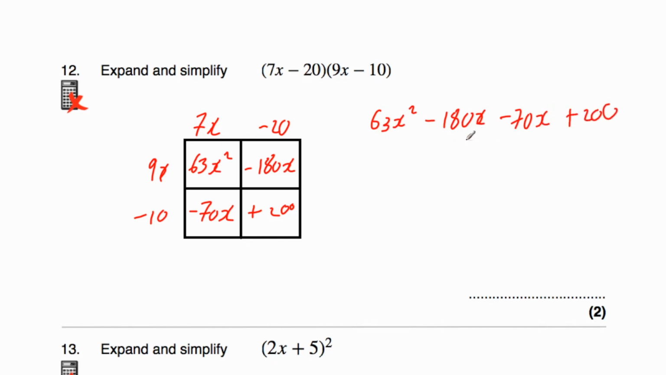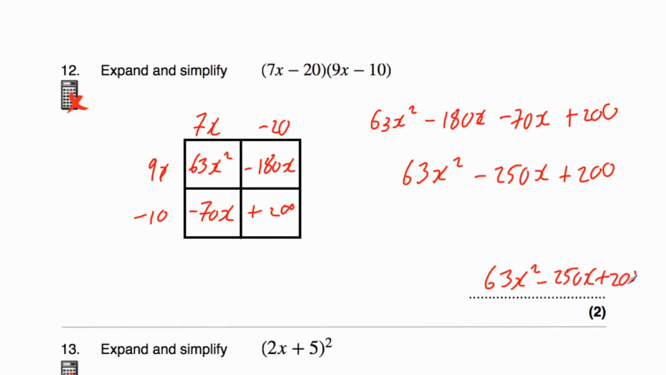And then collecting our like terms, we've got minus 180x take away 70x. Well, if we had minus 180 and we took away another 70, that would bring us down to minus 250. So that would be 63x squared minus 250x plus 200. And that's our answer, 63x squared minus 250x plus 200.